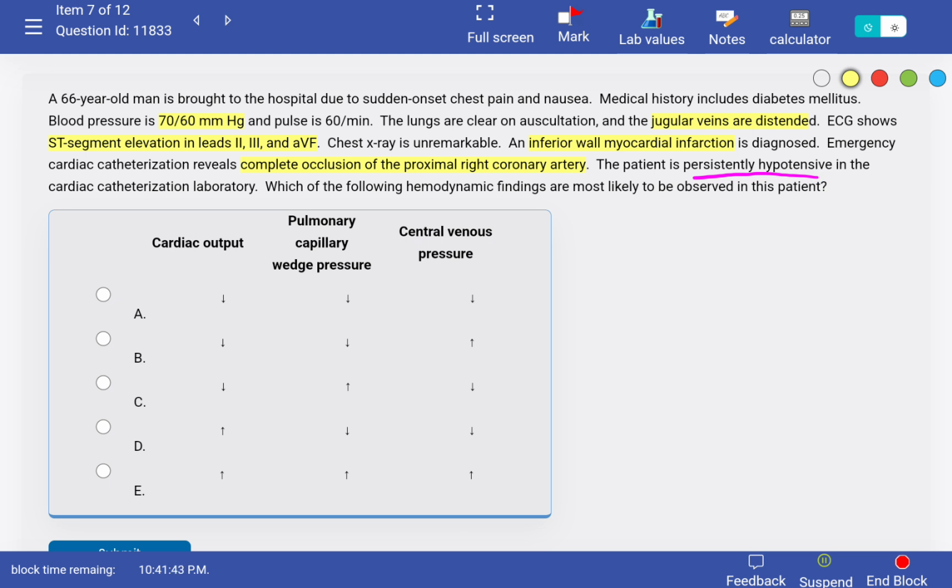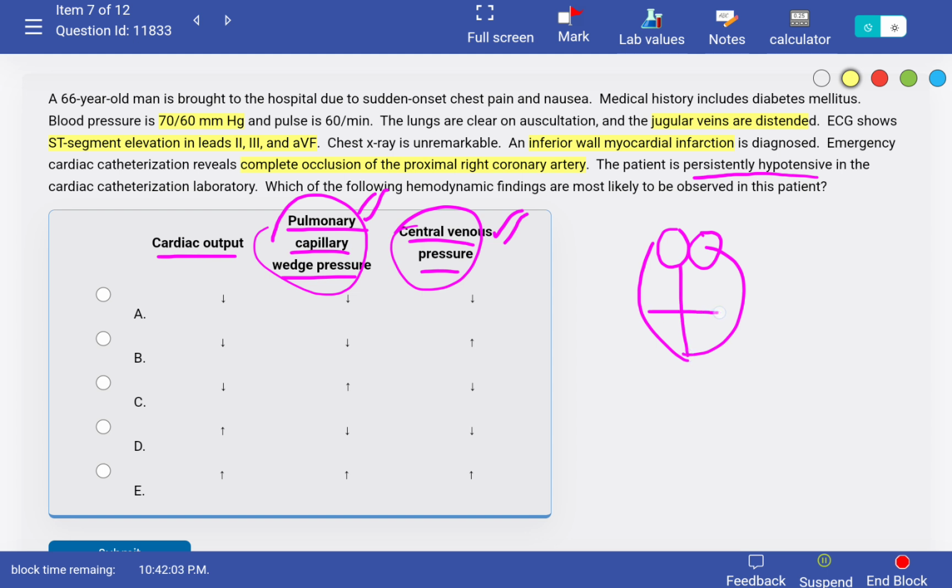Which of the following hemodynamic findings are most likely to be observed in this patient? Cardiac output, pulmonary capillary wedge pressure, this is the pressure on the left side of the heart. Central venous pressure, that is pressure on the right side of the heart, right? If we draw this, they are asking about this. This one is CVP and this one is pulmonary capillary wedge pressure, right? So they're asking about this case.